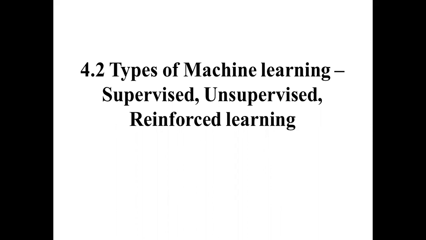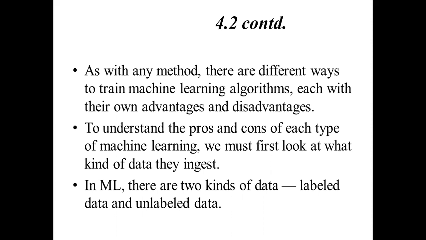Now let us go to the next point, that is types of machine learning. That is how the machine learns the model, or how we want to build a model. There are three types: supervised, unsupervised, and reinforcement learning. Before that, we want to learn what is meant by labeled data and unlabeled data. As with any method, there are different ways to train machine learning algorithms, each with its own advantages and disadvantages. Out of these three, which one to use depends on the application.